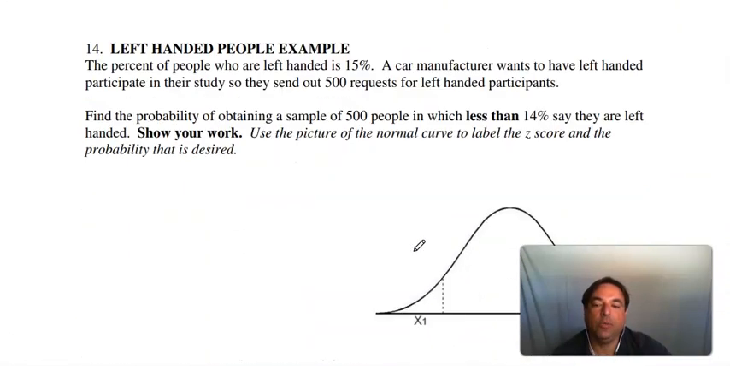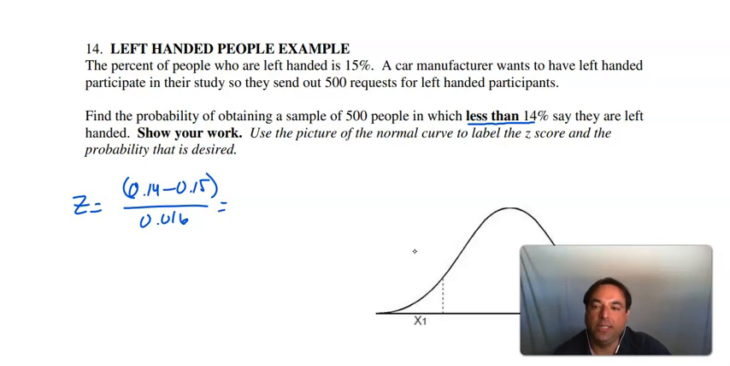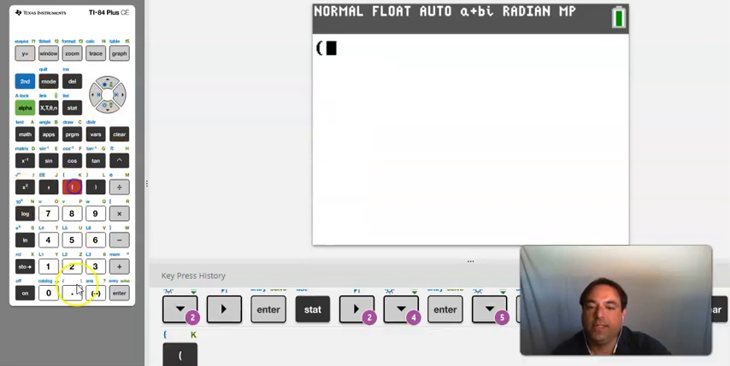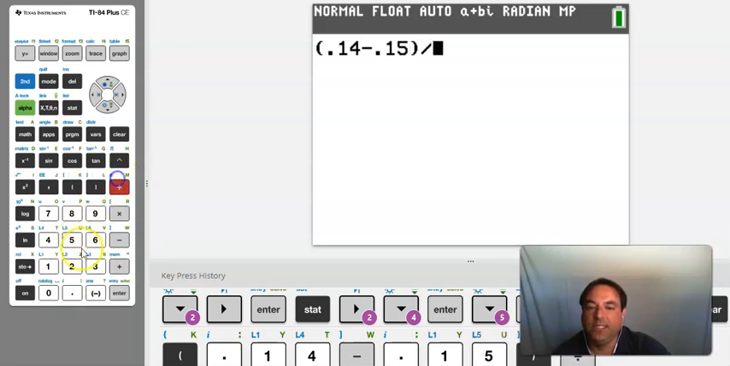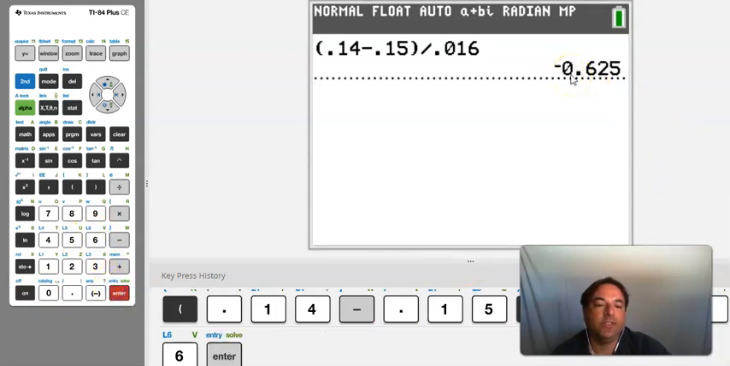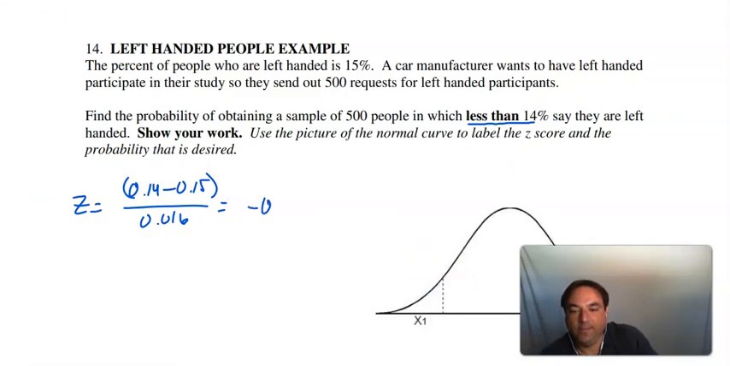So for less than, now we're looking to find the probability of obtaining a sample of 500 people in which less than 14% of people say they're left-handed. So we go through our same process. Z equals 0.14 minus 0.15 divided by 0.016. We put that in the calculator. Parenthesis 0.14 minus 0.15, close parenthesis, divided by 0.016, and that gives you negative 0.625. We'll call that negative 0.63.